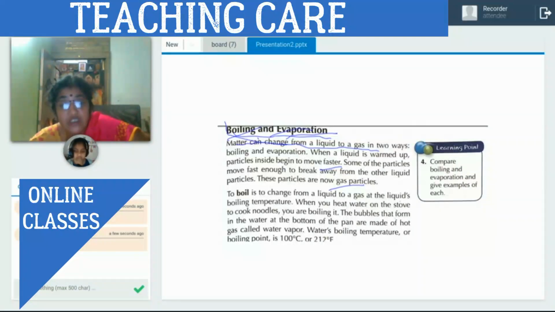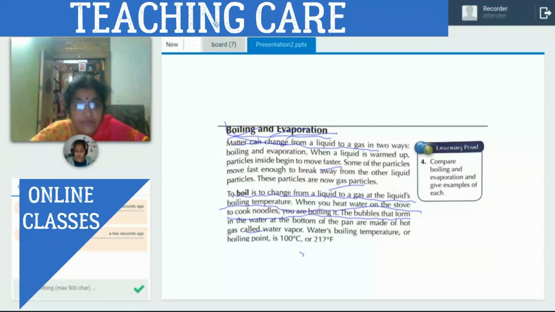So now you read. To boil is to change from a liquid to gas at the liquid's boiling temperature. When you heat the water on a stove to cook noodles, you are boiling it. The bubbles that form in the water at the bottom of the pan are made of hot gas called water vapor.